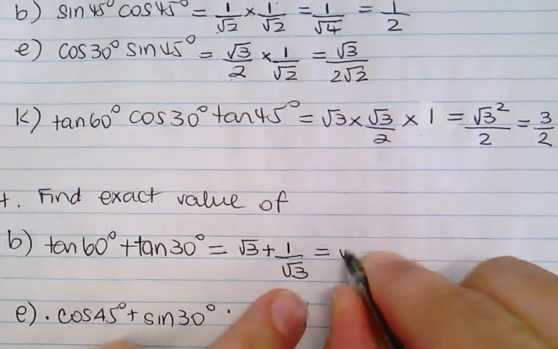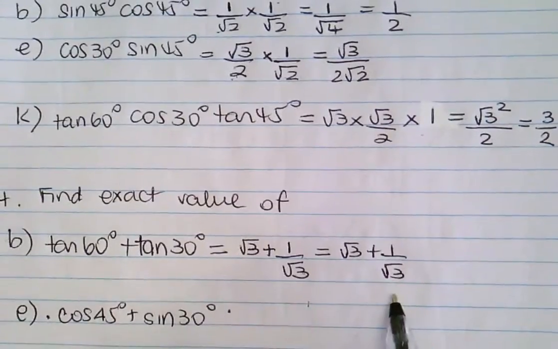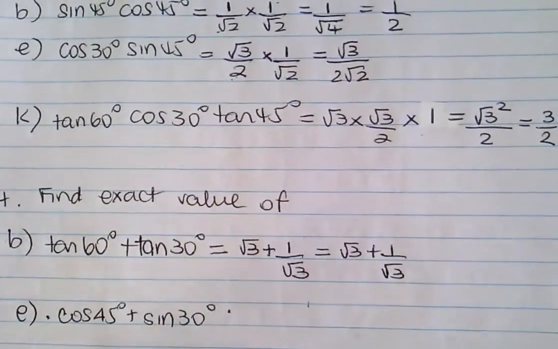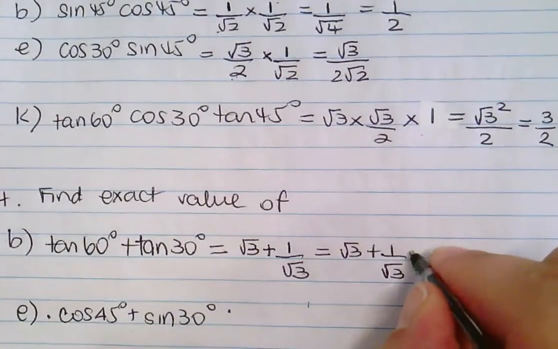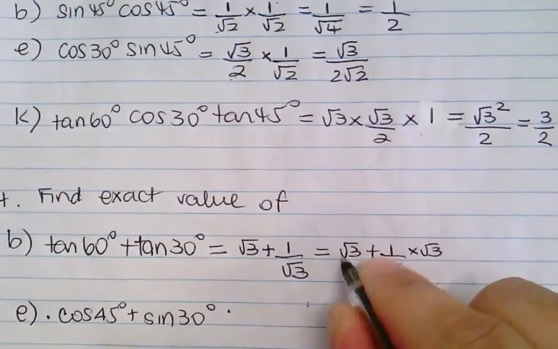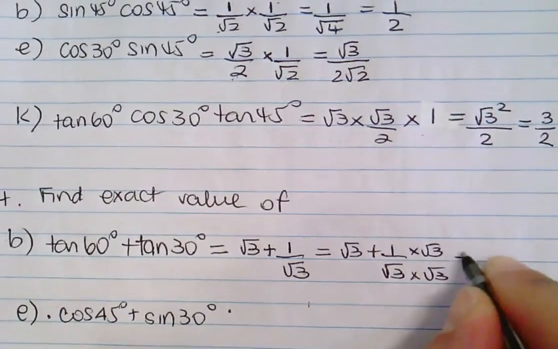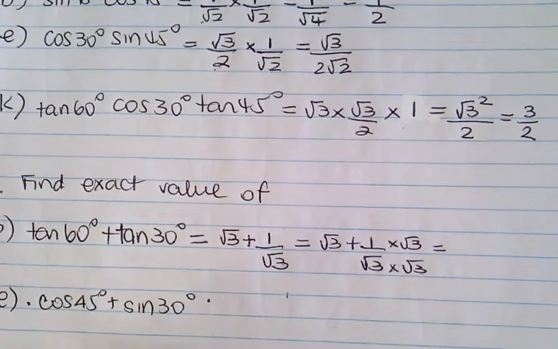I've got root 3 plus 1 on root 3, but I want to rationalize the denominator. I don't want any square roots on the bottom. Denominator, bottom. That's irrational. So what I'm going to do, I'm going to times not the first fraction, but the second fraction by square root of 3 over square root of 3. You know why? Because what does the square root of 3 over the square root of 3 equal?